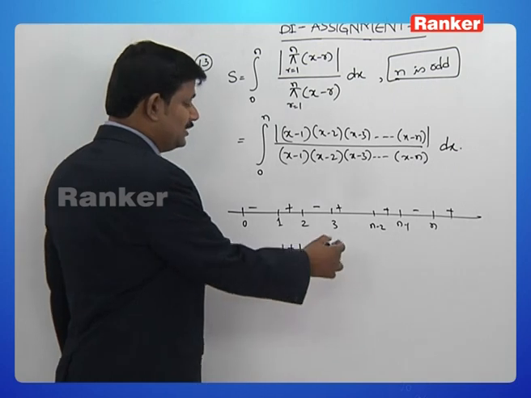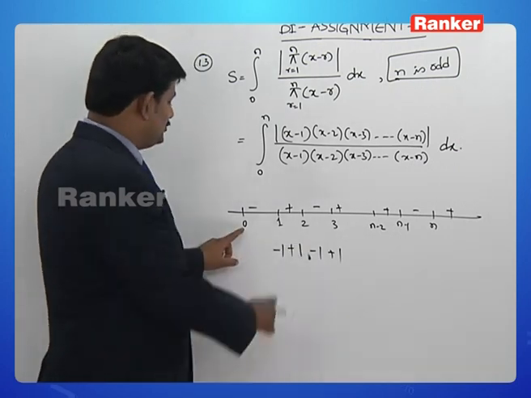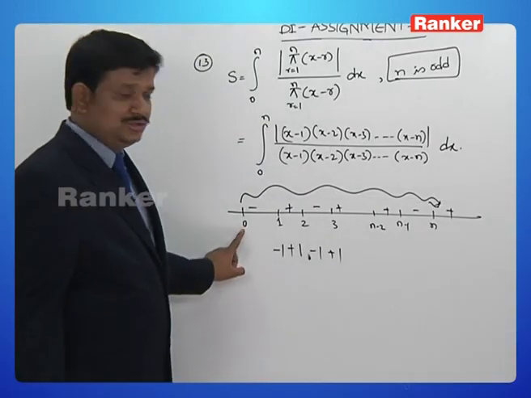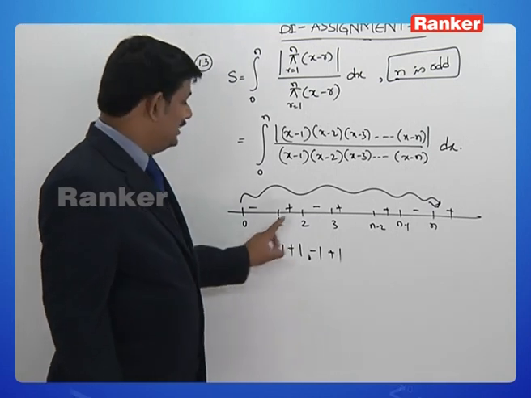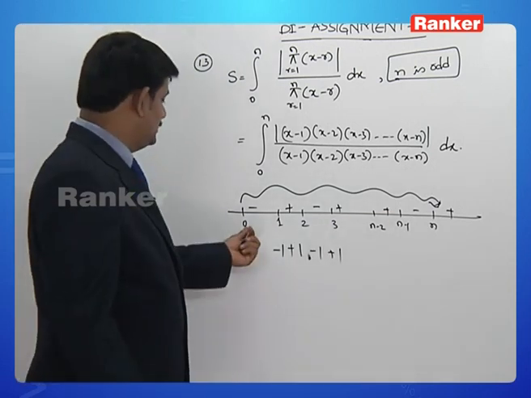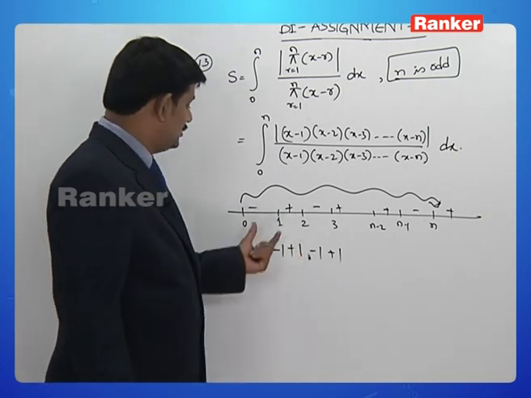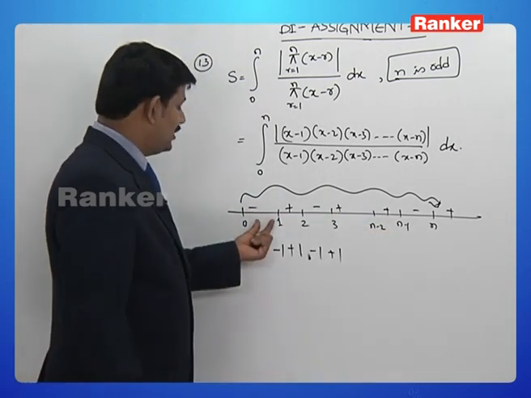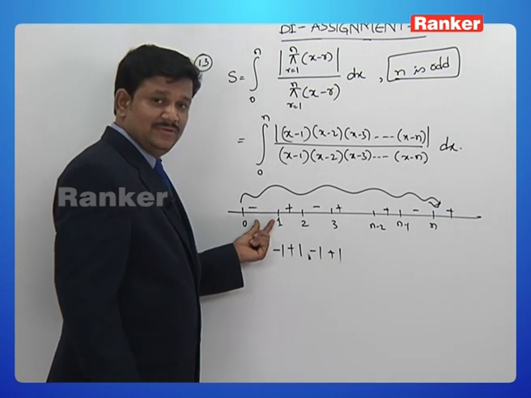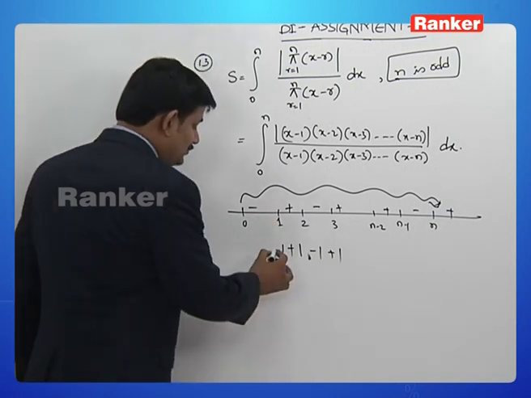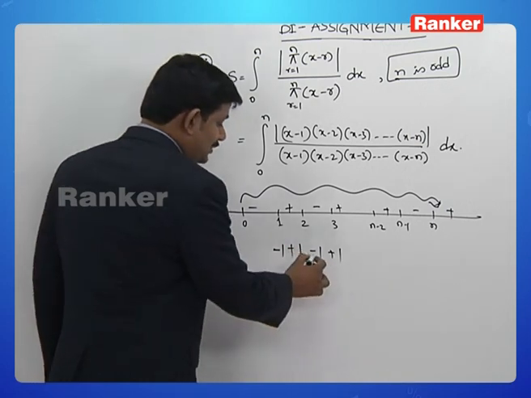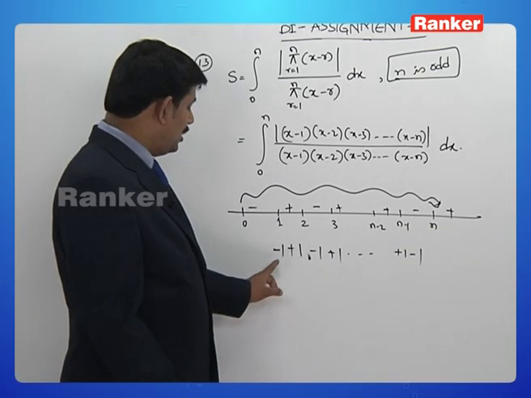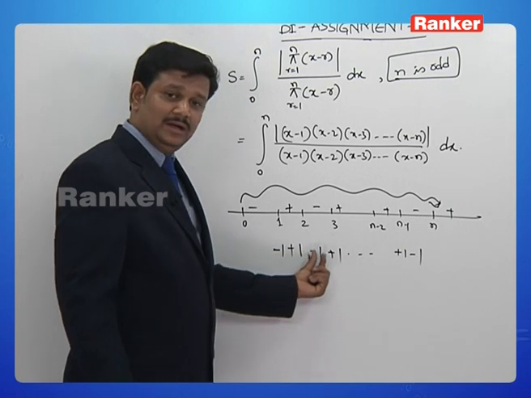So, let us see how many minus 1s we have and how many plus 1s. From 0 to n, we have n intervals, an odd number of intervals, in which the signs alternate between plus and minus. Because we are starting with minus 1, it goes minus 1 plus 1 minus 1 plus 1 and so on, and we are going to end with minus 1 again, because we have an odd number of terms and alternately we are writing minus 1 and plus 1.